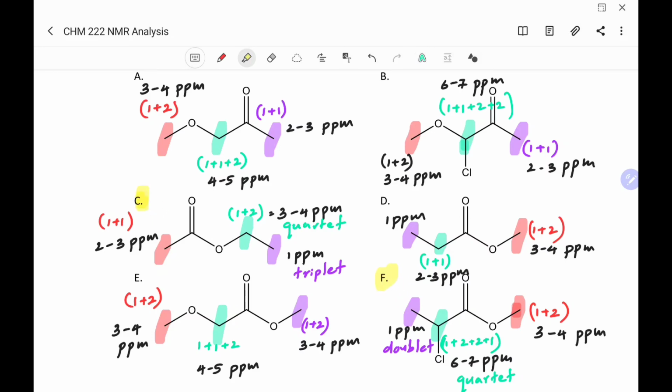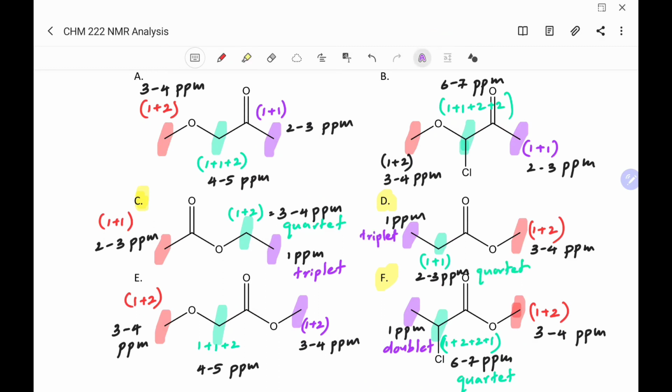Actually, structures C, F and D will show splitting patterns. Why? Because you have neighboring hydrogens, and whenever you have neighboring hydrogens, you will show splitting patterns. But the other structures, A, B and E, will not show any splitting patterns, because the hydrogens are not neighboring. So you might want to pause the video and check your answers with my answers, and they should pretty much match with each other.